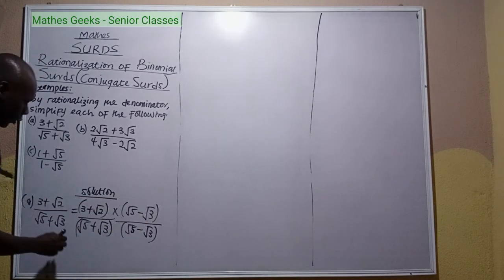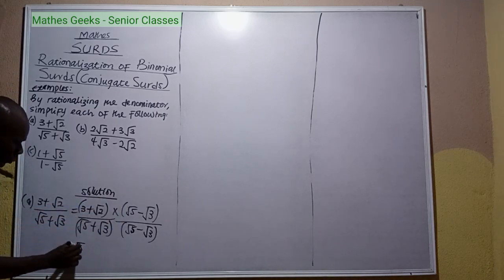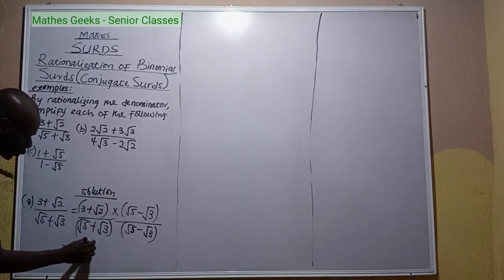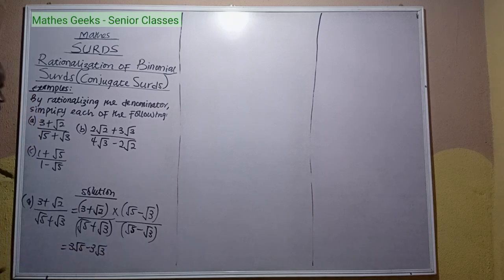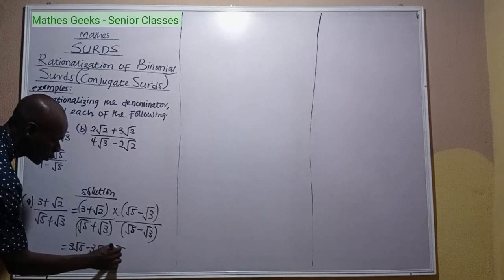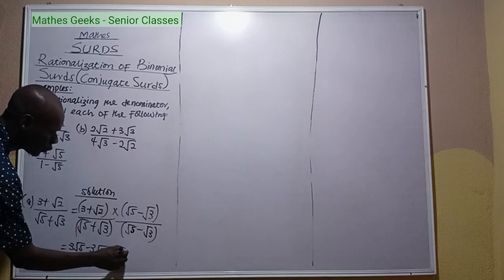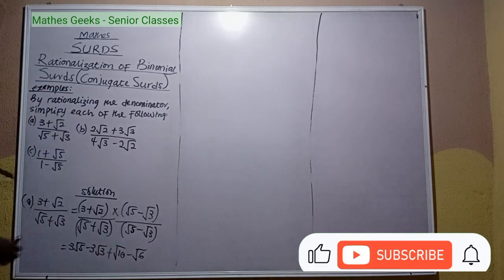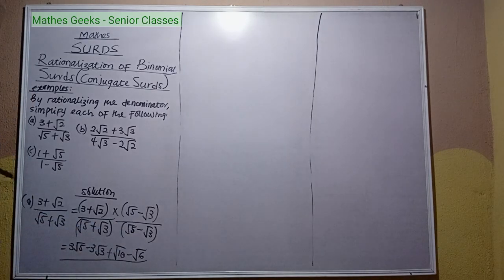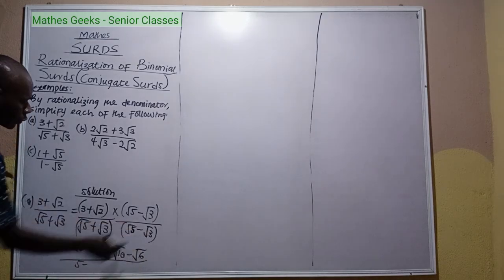So let's simplify here. 3 times root 5 will give us 3 root 5. Same theory to multiply here: 3 times minus root 3 will give us minus 3 root 3. And plus root 2 times root 5 will give us plus root 10. And plus root 2 times minus root 3 will give us minus root 6. And then this will give us over root 5. From difference of 2 squares, root 5 squared will give us 5, minus root 3 squared will give us 3.